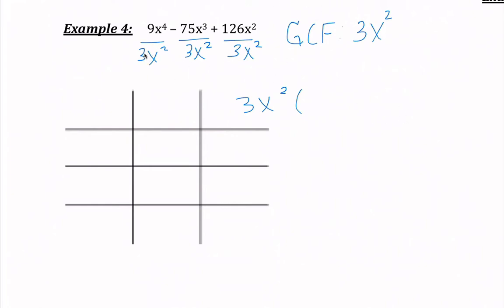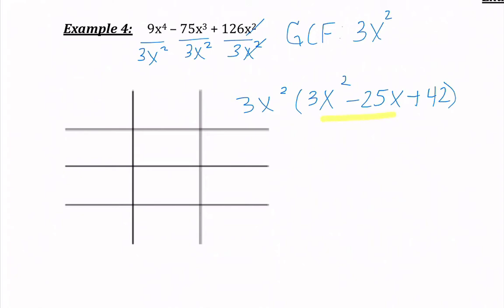So 9 divided by 3 is 3. X to the fourth divided by x squared is x squared because you subtract your exponents, 4 minus 2. Next group, negative 75 divided by 3 is a negative 25. X to the third divided by x to the second is just x to the first because 3 minus 2 is a 1. And finally, 126 divided by 3 is a positive 42. My x squared on top cancels the x squared on bottom.